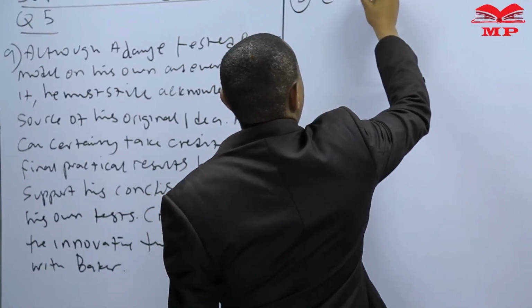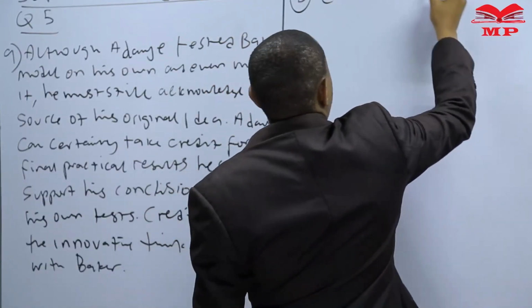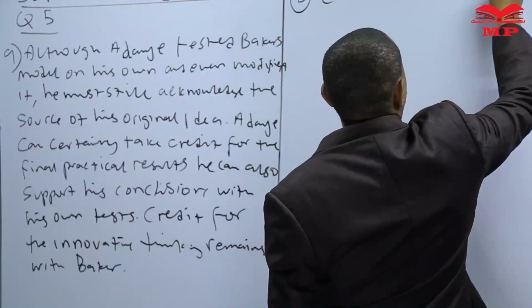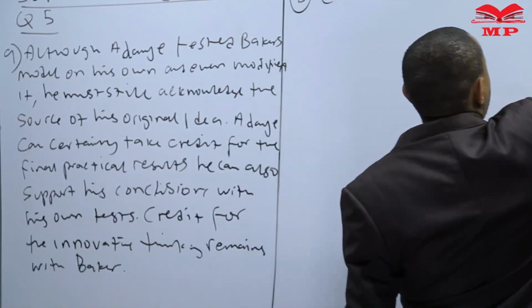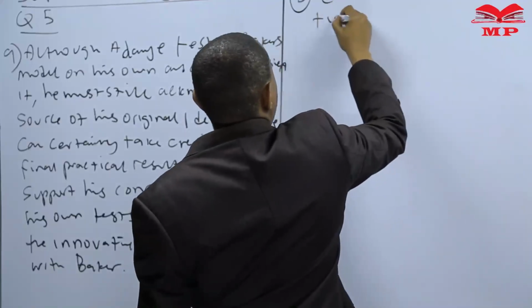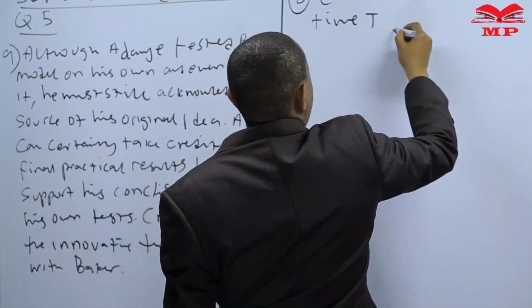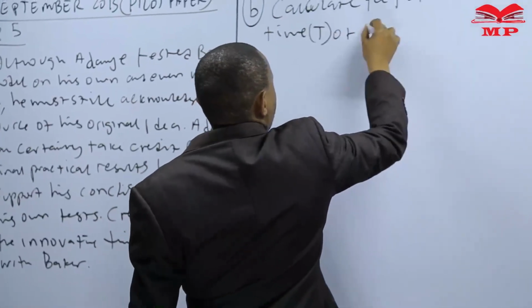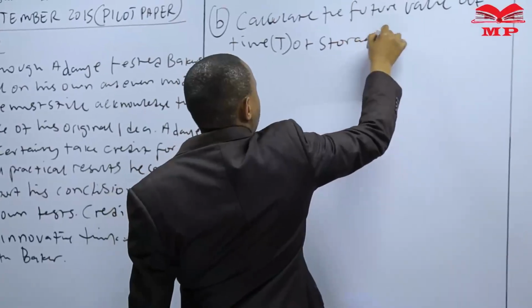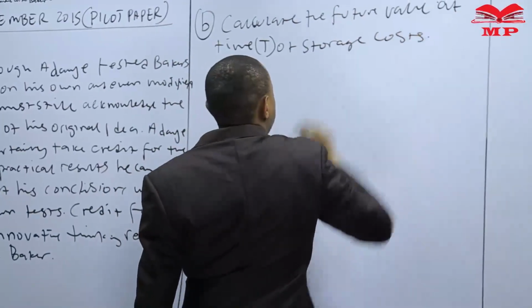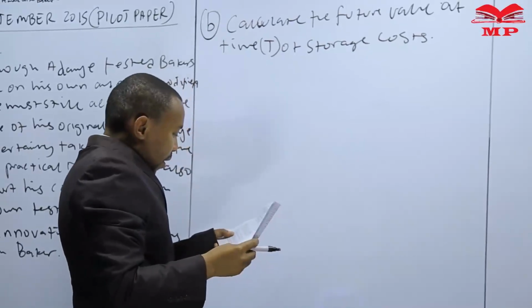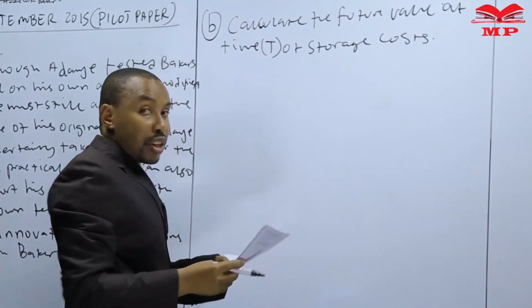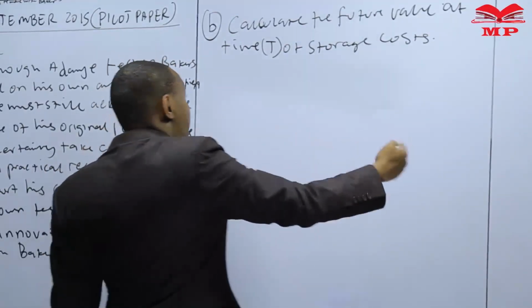We can say, calculate the future value at time t of storage costs. How do we go ahead and do that? We have been informed that the storage cost per bag of wheat is 40 shillings. We need to compound that.